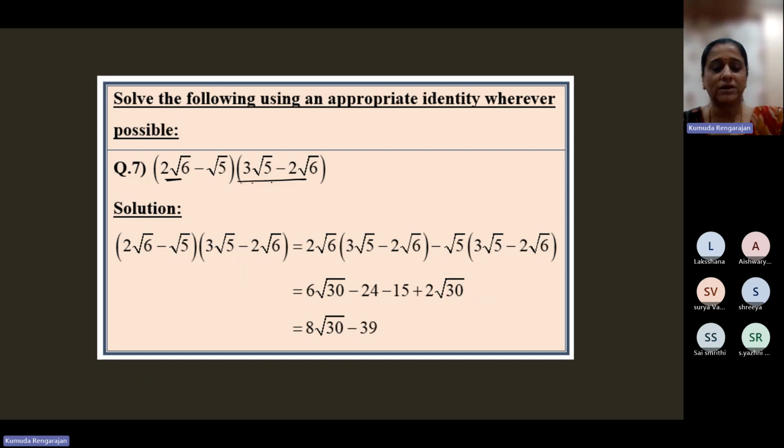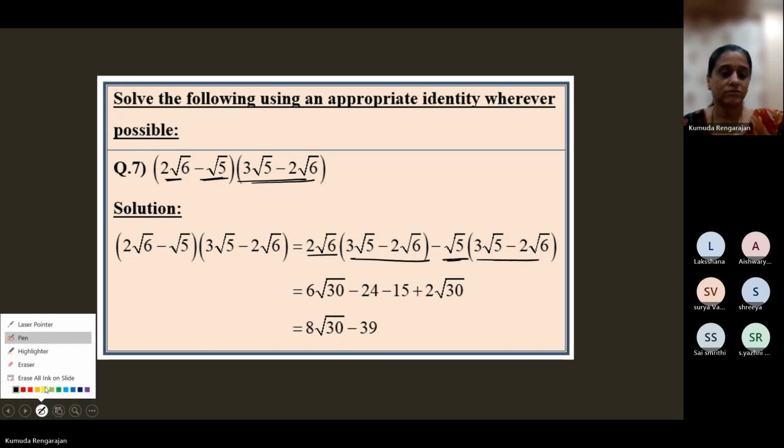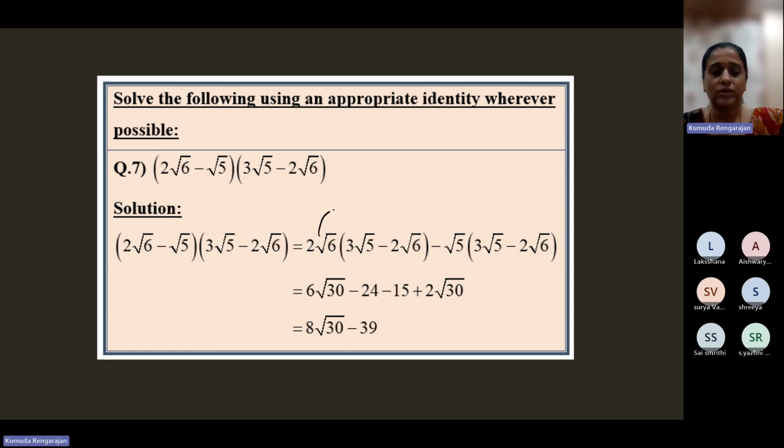So 2 root 6 multiplied with the second bracket, minus root 5 multiplied with the second bracket. That's the first step. Now we'll multiply these terms. 2 into 3, 6. Root 6 into root 5 is root of 6 into 5, root 30. We're not breaking down 6 as 2 into 3 because even if you do, you'll have 1, 2, 1, 3 and 1, 5. It's not going to help because you need pairs of equal factors under the square root to bring one of them out.